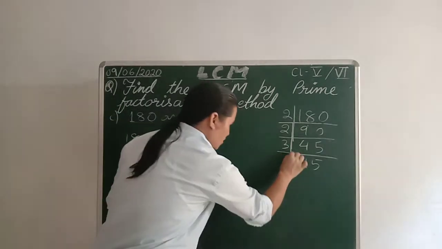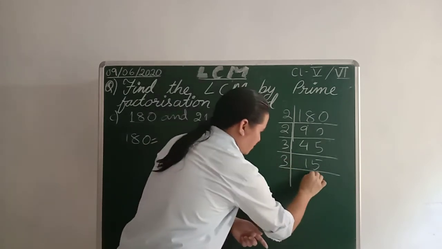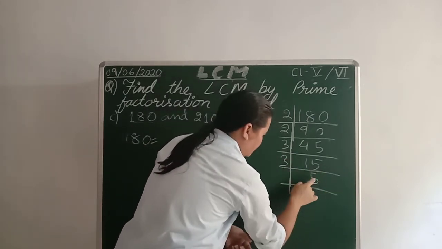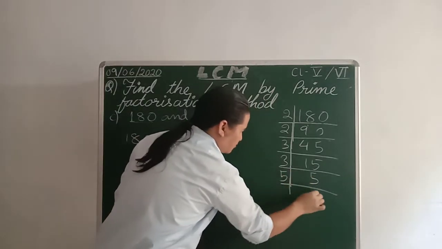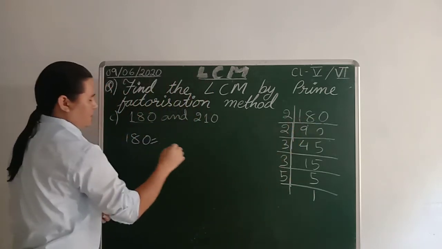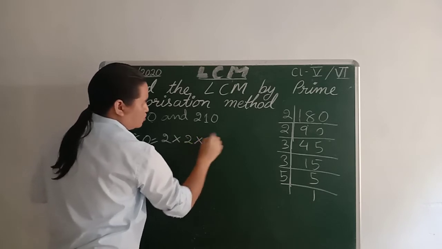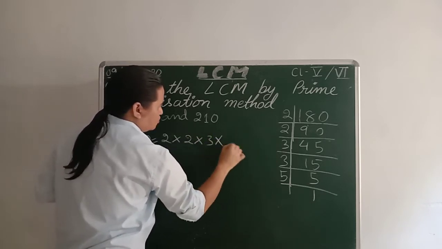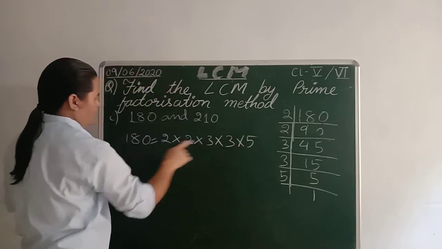Whether it will go or not, let's see. 3 how many times? 3 5s are 15. Now the remaining last number is 5. So 5 will go only one time, that means 5 1s are 5. So these are the factors of 180. Write all the factors: 2 into 2 into 3 into 3 into 5. So these are the factors of 180.